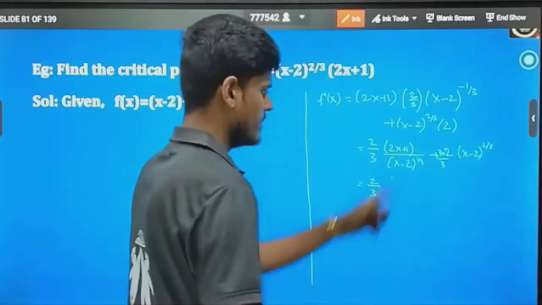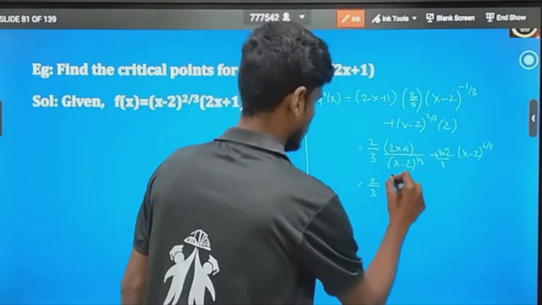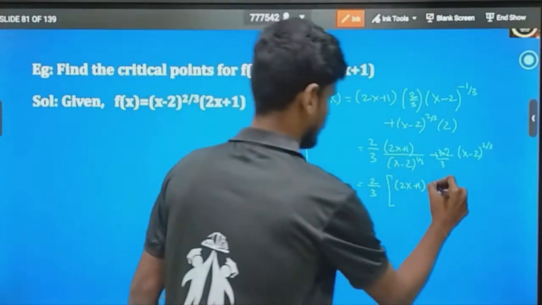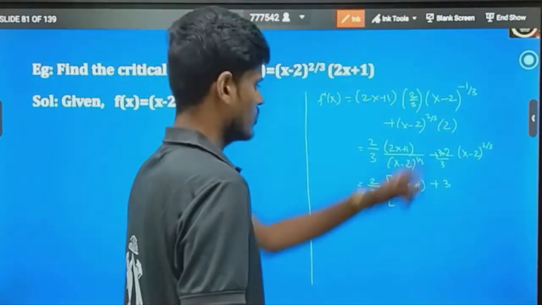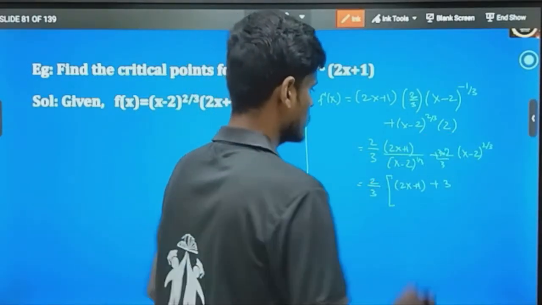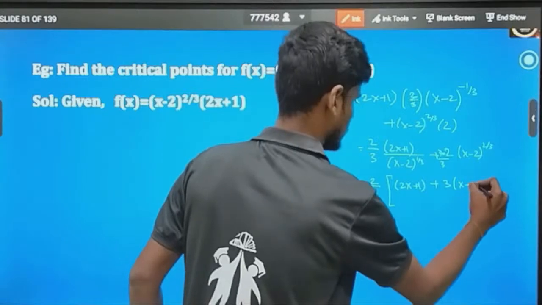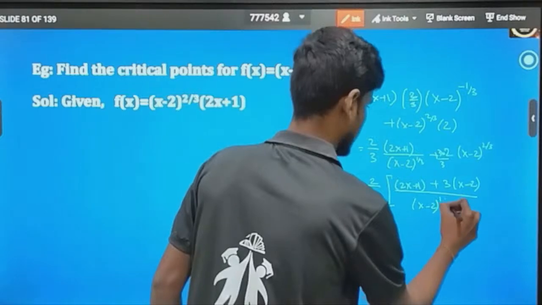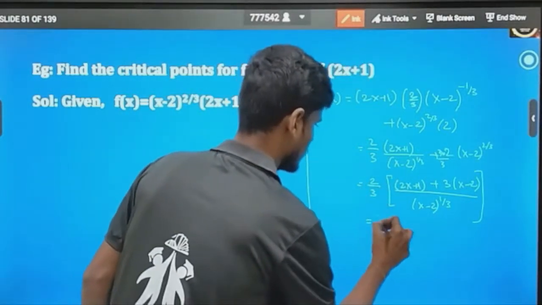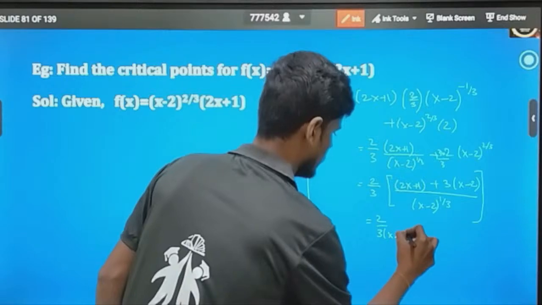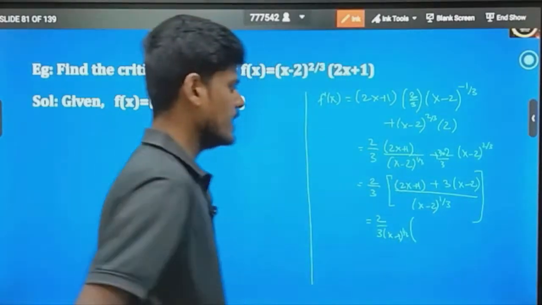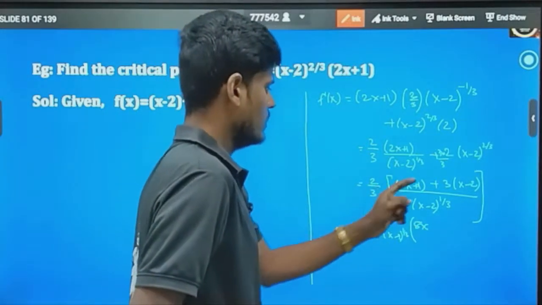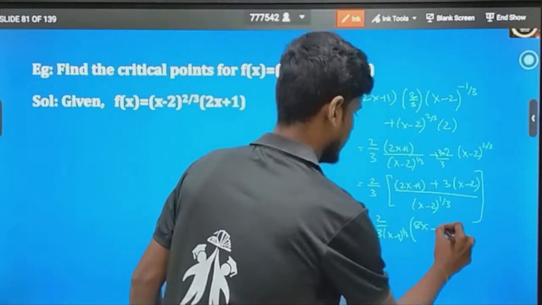take LCM. When we take LCM, these two will be cross multiplied. Then we will have 2x plus 1 plus 3 times, 2 by 3 is outside, remaining will be (x minus 2) power 2 by 3 plus 1 by 3 will be 3 by 3, divided by (x minus 2) power 1 by 3. And what is this value? 2 by 3 into (x minus 2) power 1 by 3 of, remaining terms will be 2x plus 3x is 5x, plus 1 minus 6, that is minus 5.